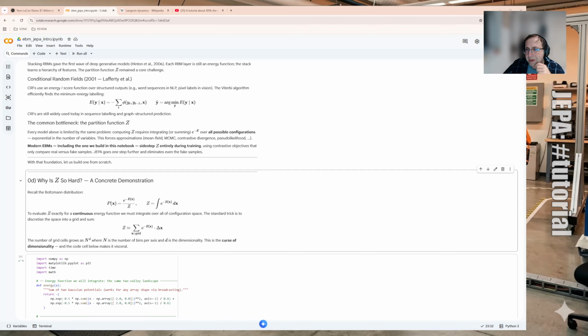Hello, welcome back to tutorial number 2 of the JEPA architecture. Where we left was the calculation of this partition function. If you want to finish this calculation where you want to have the probability of this distribution, you have to estimate the partition function.